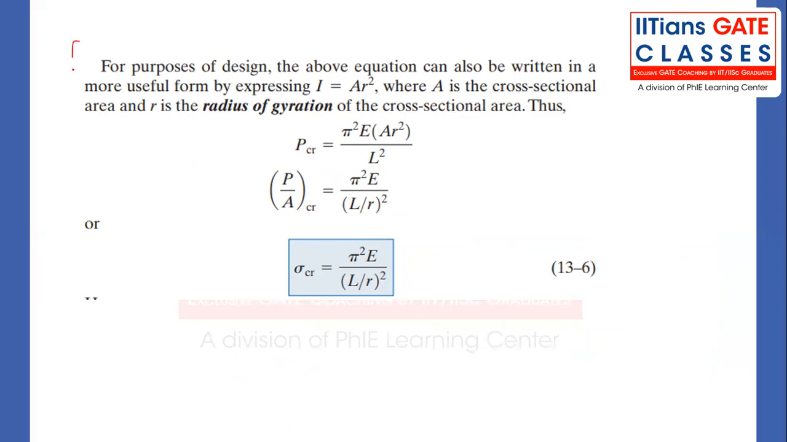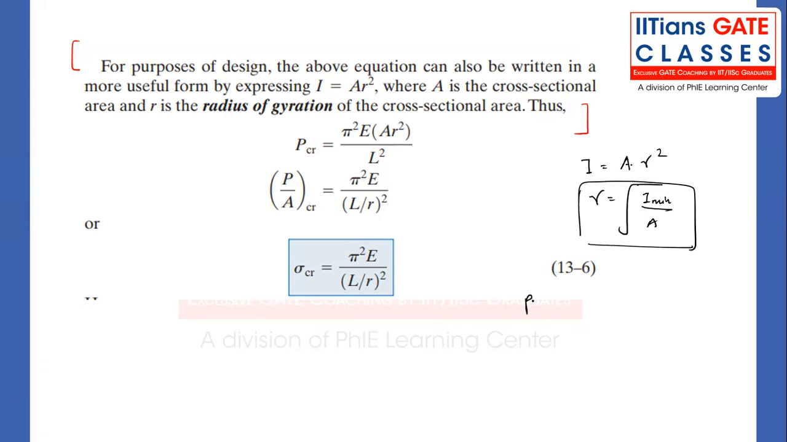One more thing which is very important in case of a column, for the purpose of design, is the radius of gyration, right? Radius of gyration is one of the very, very important quantities. We define I is equal to A into R square, where R is nothing but the square root of minimum moment of inertia divided by area. R is the radius of gyration. So P critical is pi square E I minimum, that is A into R square, divided by L square.